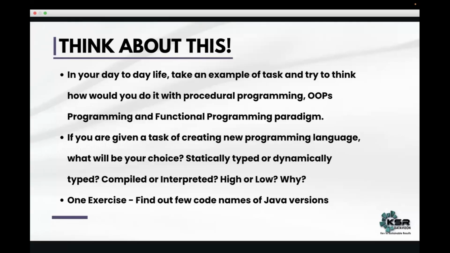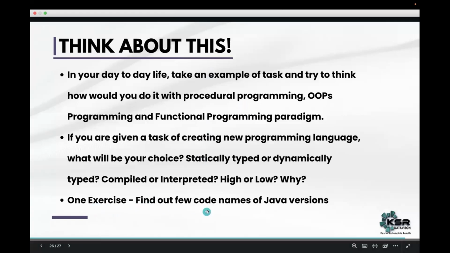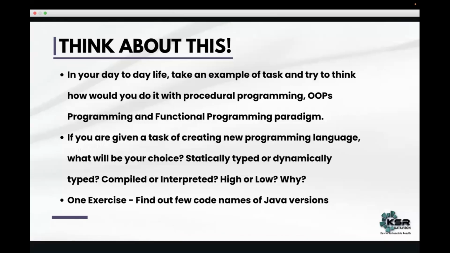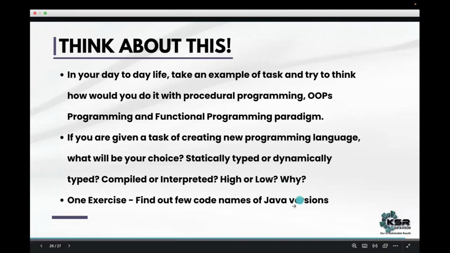Now there are two things here. One, these are the things you can think about now. If you have some reply, you can tell me. And this is one exercise. So first I'll go to the exercise and then we'll go through this. Today you can just Google and learn about the history of Java. In the initial versions, Java had code names for some versions. Find out about their code names. We'll discuss these code names in tomorrow's class. Okay.